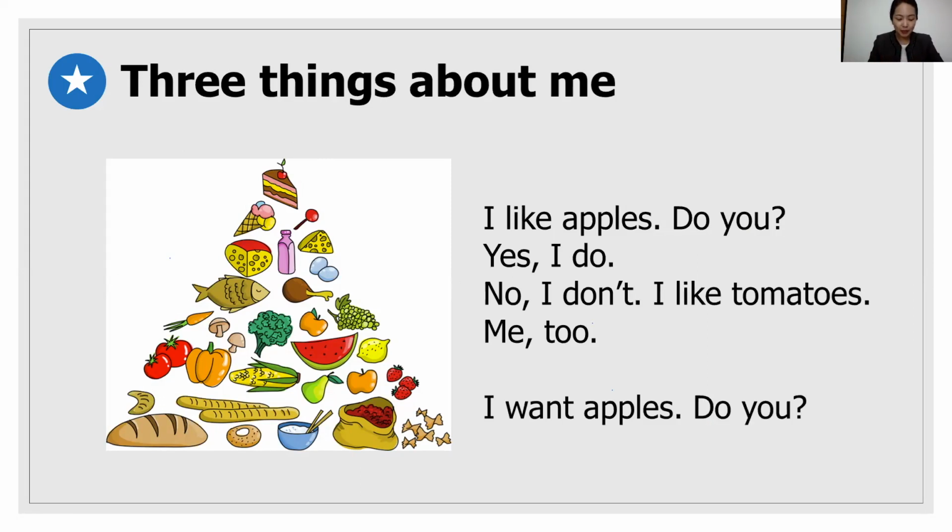And then explain and demonstrate that the children should walk around in the classroom, look at each other's drawings and talk about what they're drawing. For example, I like apples. What about you? I like apples. Do you? And students should say, no, I don't. I like ice cream, like this.